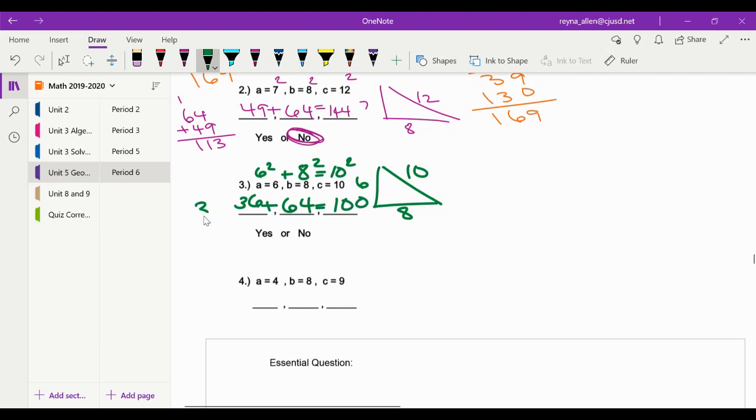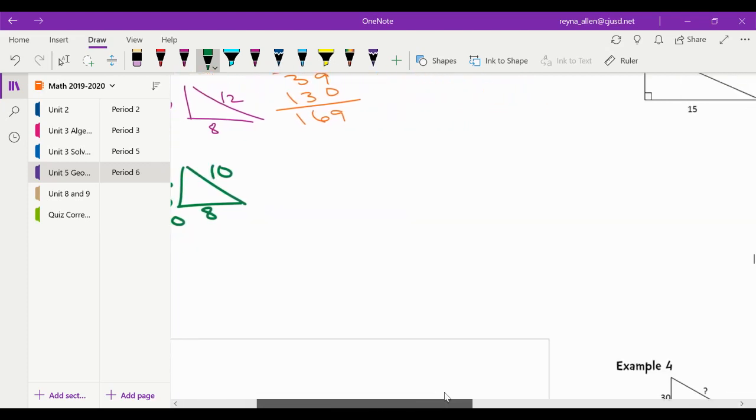So let's add it. 36 plus 64. 6, 7, 8, 9, 10. Ooh, we get 100 equals 100. So is that true? Yes or no? So is it a right triangle? Yes or no? Yes. Because it is true, we say it is a right triangle. Cool.